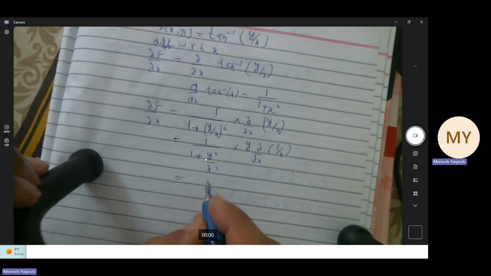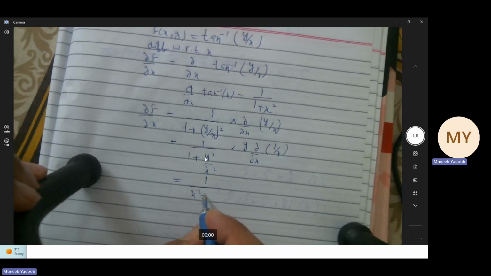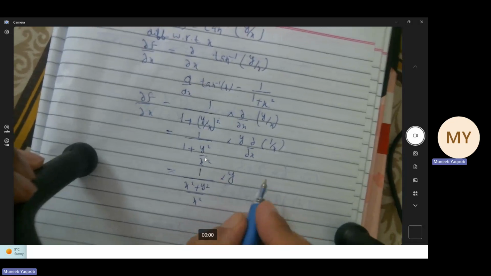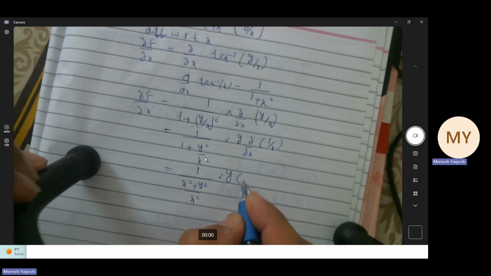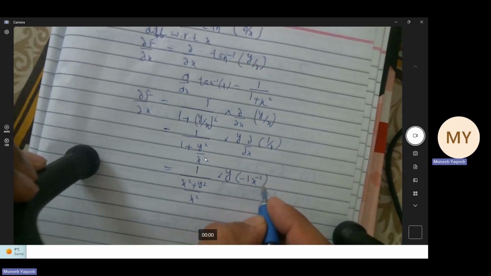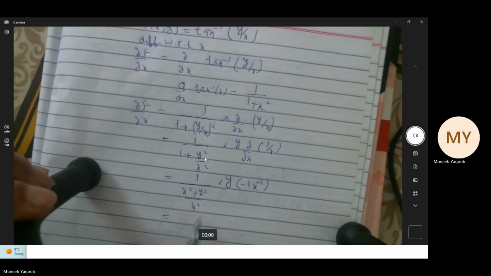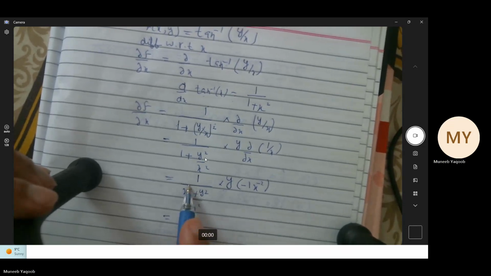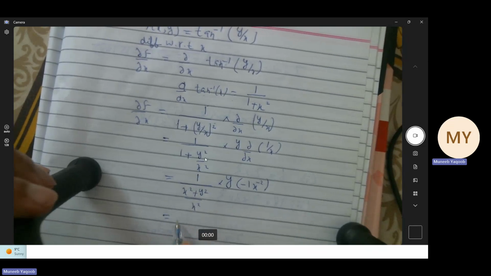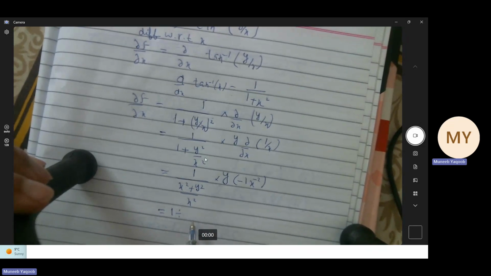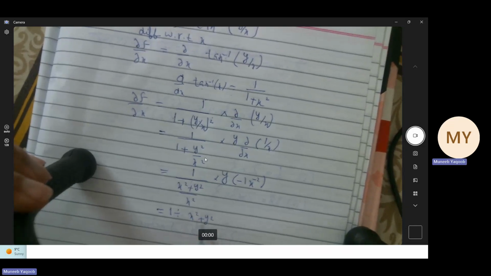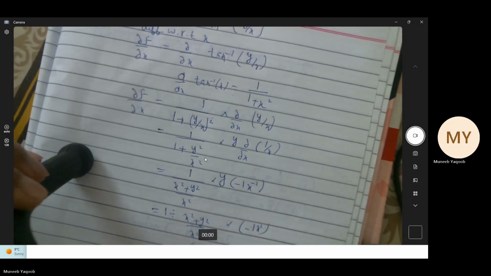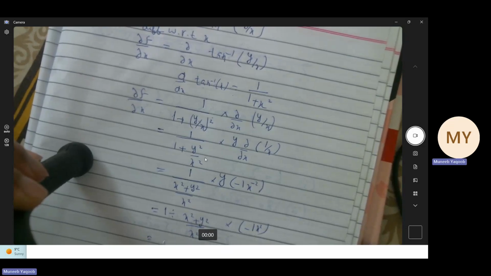In the next step, we will take LCM in the denominator. So it will become x square plus y square upon x square multiply by, now the derivative of x power minus 1 is minus 1 times x power minus 2. Finally, we will change this longer upon with the division sign. So it will become 1 divided by x square plus y square whole upon x square. Then this division sign will be changed with the multiplication sign.